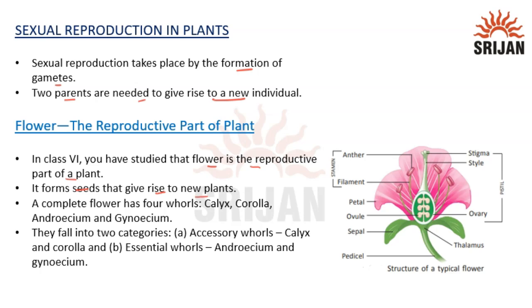Now a complete flower consists of four whorls: calyx, corolla, androecium and gynoecium. All these fall into two categories: accessory whorls and essential whorls. Accessory whorls consist of calyx and corolla, and essential whorls consist of androecium and gynoecium. We'll study about them one by one.